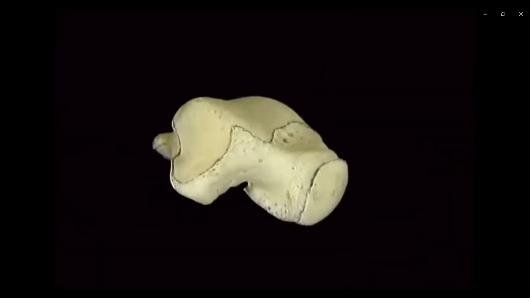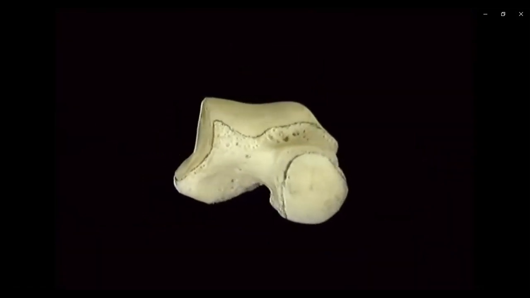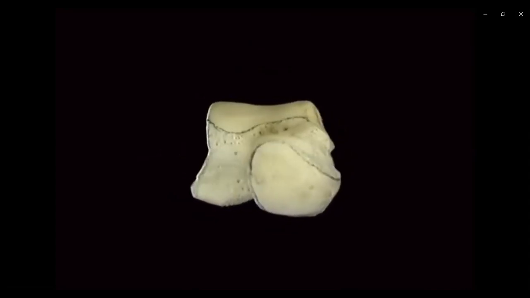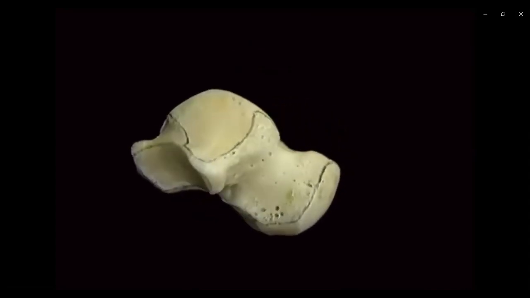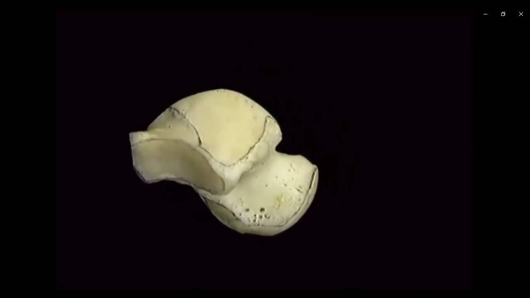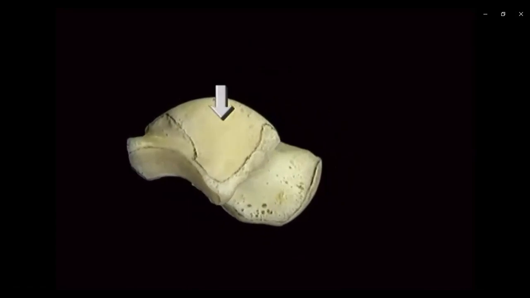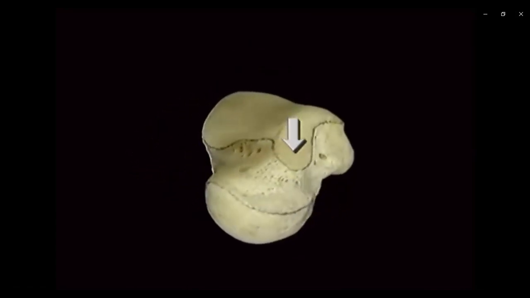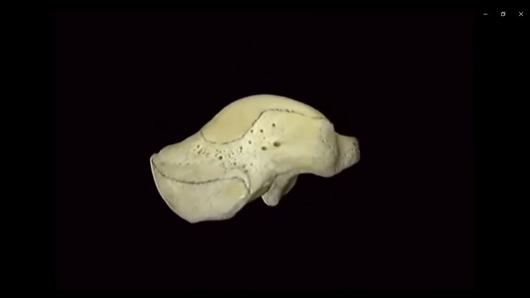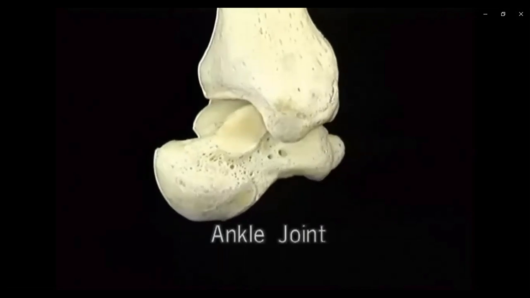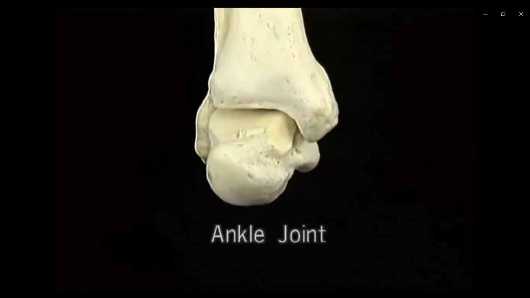This is the neck. The talus has three articular surfaces, one on the head and one on the underside for the two joints of inversion and eversion, and one on top for the ankle joint. Here's the ankle joint. Let's see how it looks in the living body.